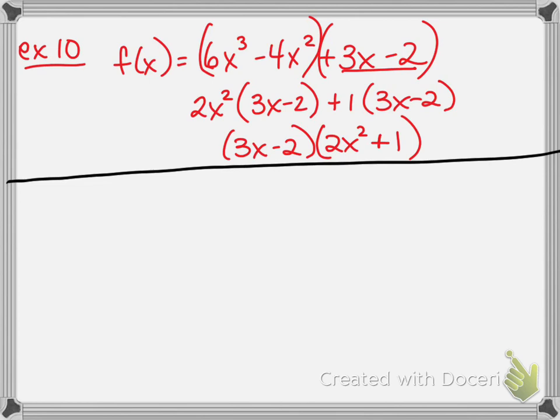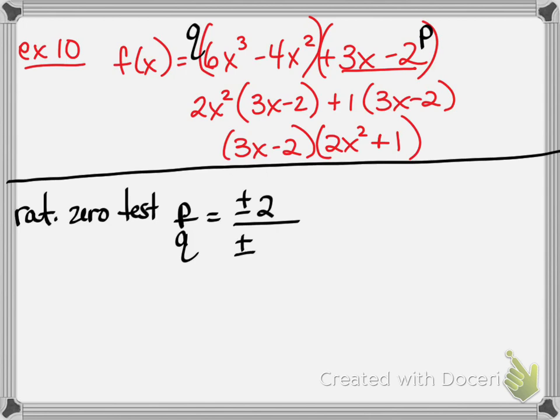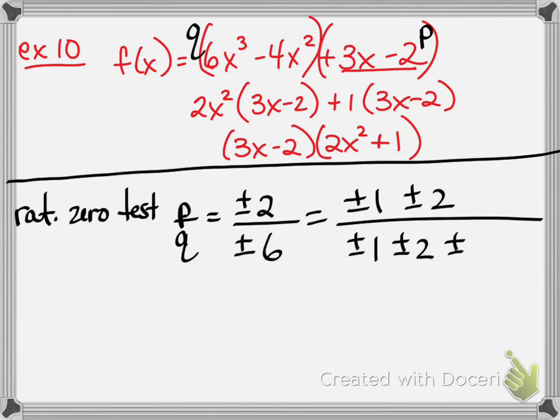So let's pretend like it didn't. So the rational zero test says it's P over Q. P is our constant. Q is our leading coefficient. So we're dealing with plus or minus 2 over plus or minus 6. Factors of 2 are 1 and 2. Factors of 6 are 1, 2, 3, and 6. So of all the numbers in the world, these are the possible rational zeros. All the combinations that we get.